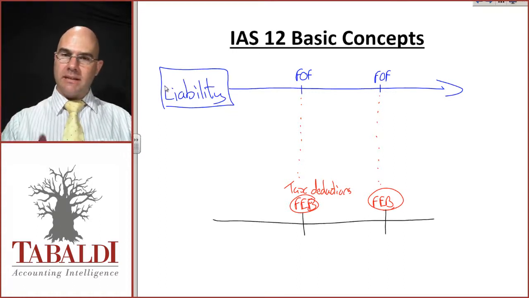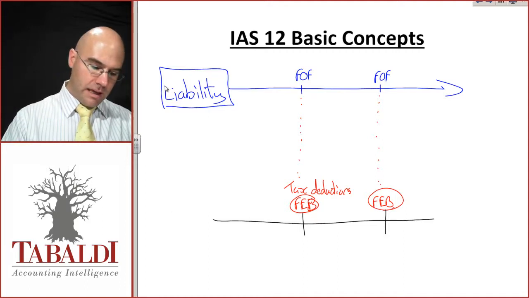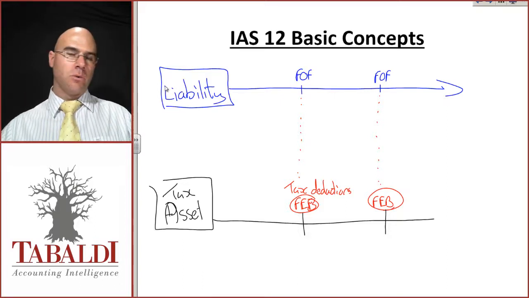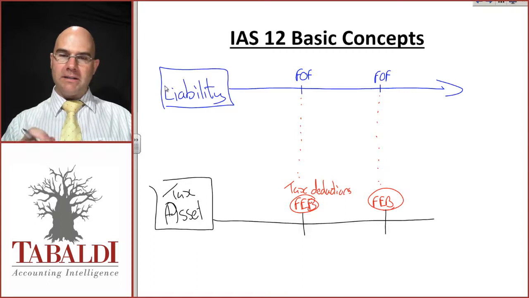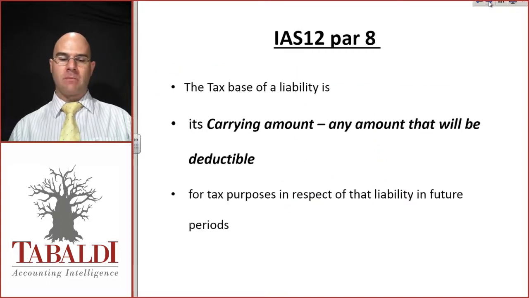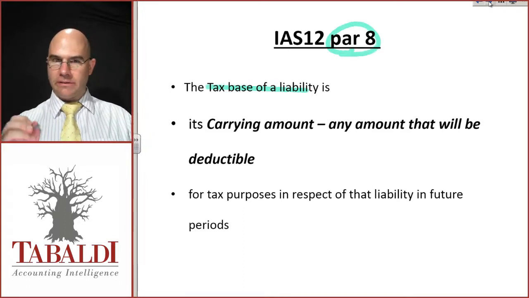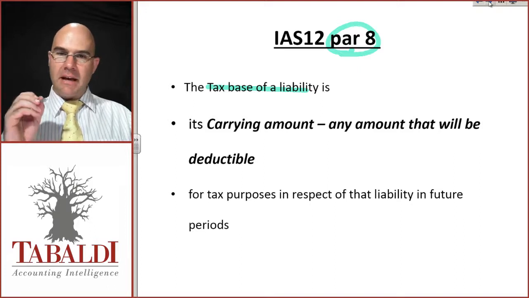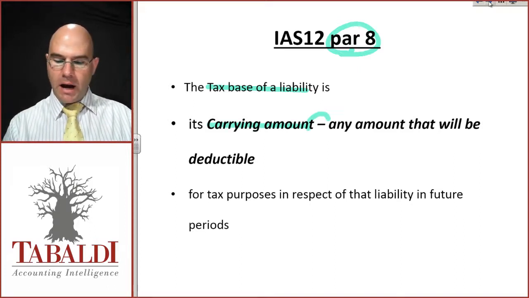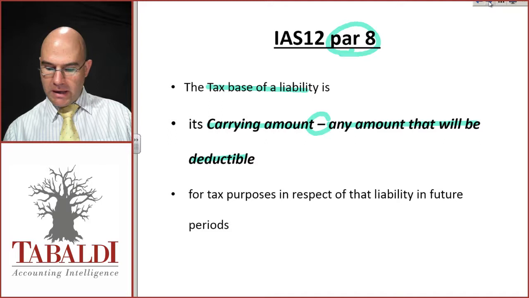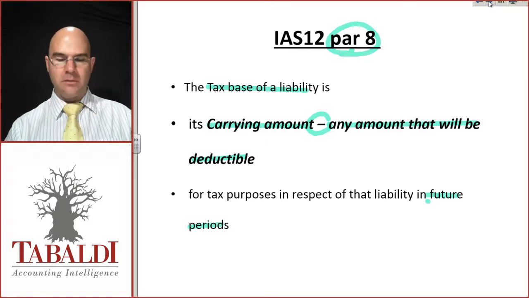So if there's a liability that this arises for, there should also be a tax asset that is recognized along with my carrying amount of my liability, whatever that may be, a loan or a provision. Great, so basic concepts understood. IAS 12 paragraph 8 gives me the definition of the tax base of a liability now. So here it says the tax base of a liability is its carrying amount minus any amount that will be deductible for tax purposes in respect to that liability in future periods.